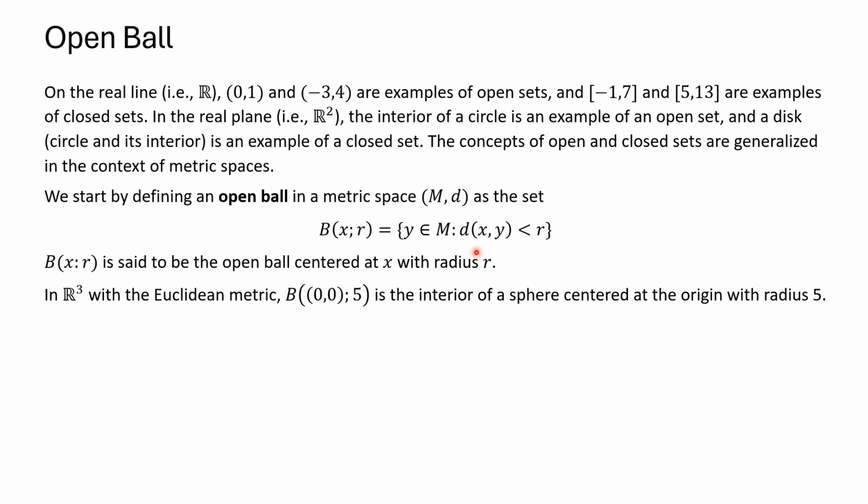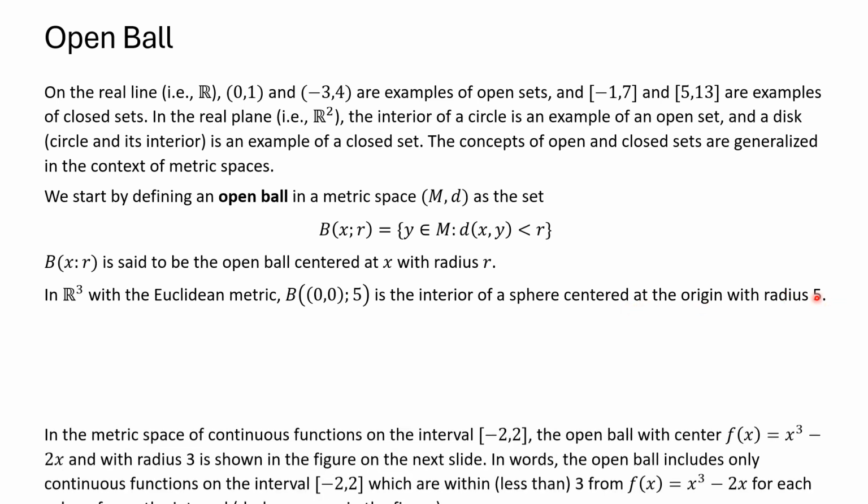We have an example here in three-dimensional Euclidean space. You take a center, the origin, the point (0, 0, 0), and radius 5. So that's a sphere centered at the origin with radius 5.